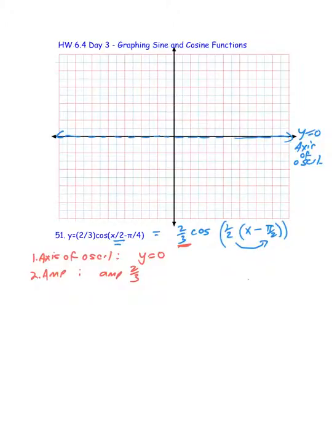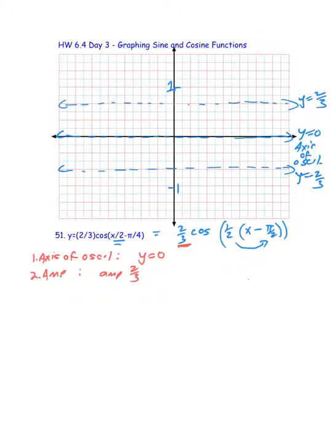I'm going to use 3 of these red lines as 1 unit. So that's going to be 1 here, and I'm going to go down 3 red lines. That's going to be -1. And then I'm going to put in a dashed line for the maximum, which is at y equals 2/3, and 1 for the minimum, which is going to be at y equals -2/3. And that's the envelope in which the cosine graph is going to oscillate up and down.